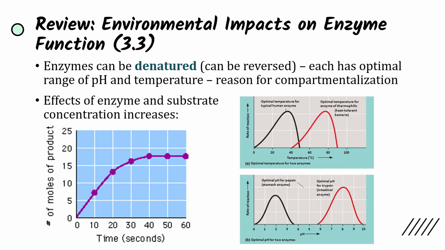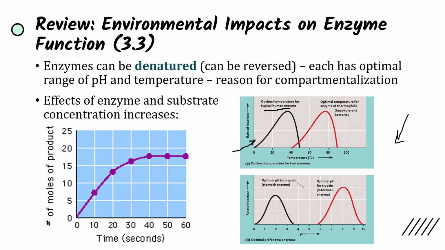Now, sometimes the denaturation is reversible, but other times it isn't, which is why enzymes are kept in their optimal range of pH and temperature. Now, you can look here at this graph. You see this is the temperature graph. Each enzyme has an optimal range. This is the optimal temperature for a typical human enzyme, around 35-ish degrees Celsius. And as you can see, there's a sloping increase of enzyme efficiency, the rate of reaction, as you reach that optimal range.